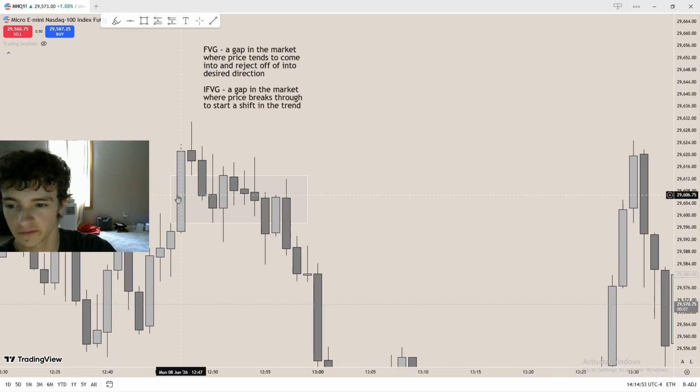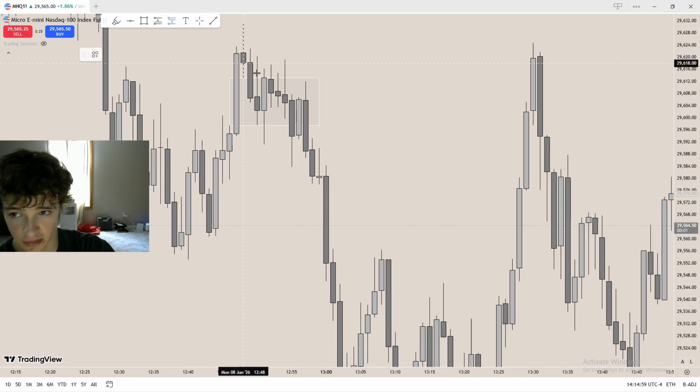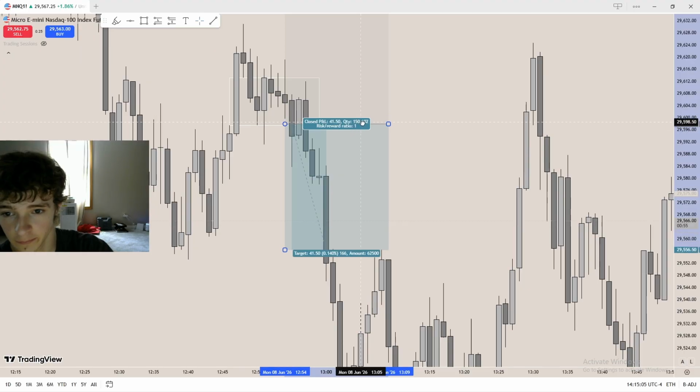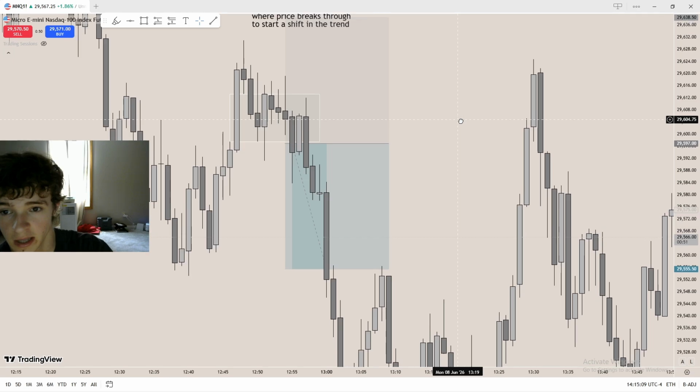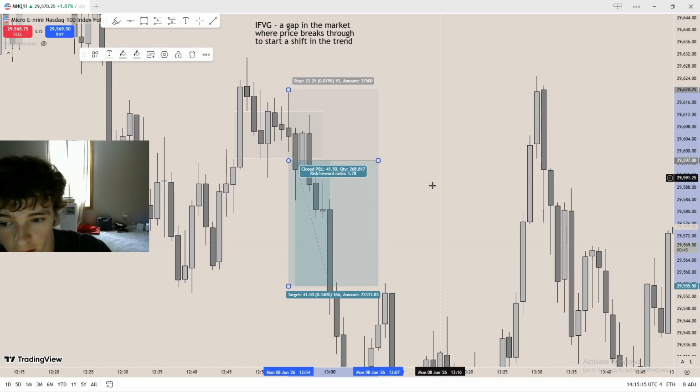So we have this gap, and we see price come into it, and then we see it break through, ultimately changing the trend into a downtrend. I would have put it like right here, maybe, because I would have waited for it to break through, honestly. And then I would have given my stop loss some wiggle room, maybe like right here. And I would have shorted.